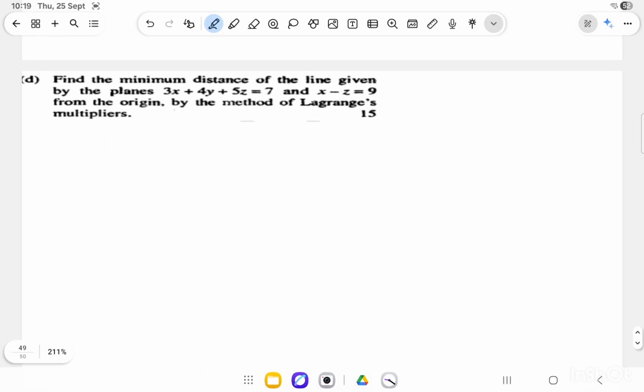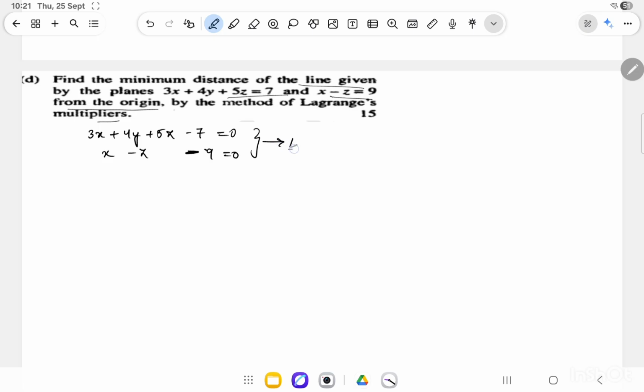So this question says that find the minimum distance of the line given by the planes this and this from the origin by Lagrange's multiplier method. So let's assume that x, y, z be any point on the given line. So the equation of line is 3x plus 4y plus 5z minus 7 equals to 0, and x minus z minus 9 equals to 0. So this is the equation of the given line.